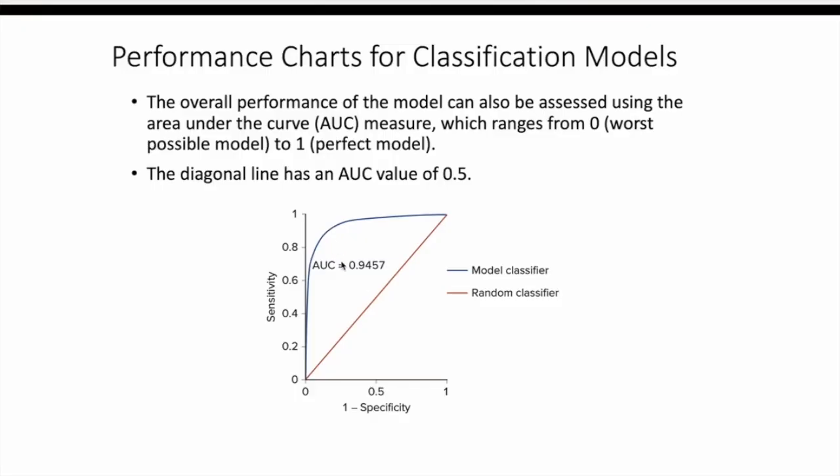The overall performance of the model can be assessed using the area under the curve, AUC. We want a bigger area. The area ranges between 0 and 1. 0 is the worst model, 1 is the perfect model. And the diagonal line has an AUC value of about 0.5. And R does this for us. If you have an AUC like 0.9, it's very high. Like here, it's very high. This is good. This is perfect, right?